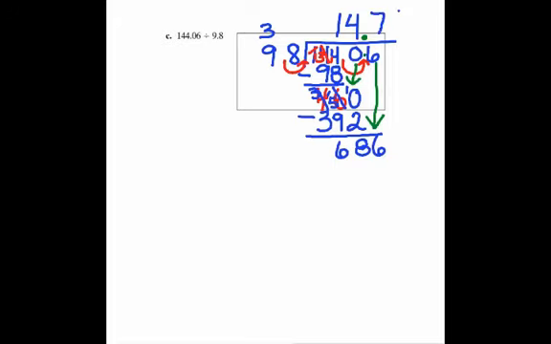So 9 times 8 is 56. Write the 6, carry the 5. 9 times 7 is 63, plus 5 is 68. And so we get, my pen is not working very well right this second, a little delay here. So we get 686 minus 686, which is 0. So our final answer is 14 7/10.